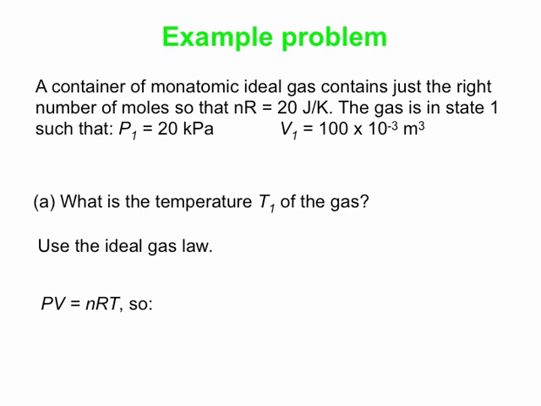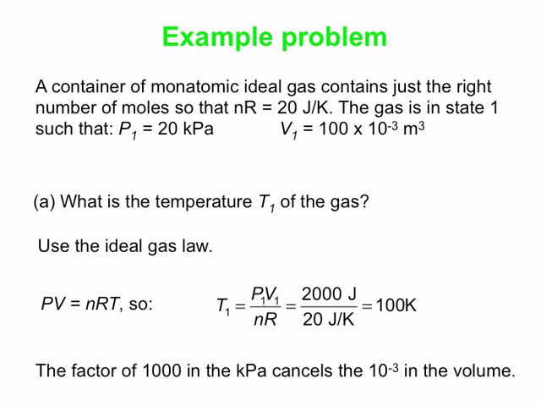In our case, remember PV is nRT, so we solve for T. T is PV over nR. In this case, PV is 2,000 joules, kilopascals times meter cubed. The 1,000 in the kilo is canceled by the 10 to the minus 3 in our volume. And we divide that by nR, 20 joules per Kelvin, and we get 100 Kelvin. Again, here's a reminder that the factor of 1,000 in the kilopascal cancels the 10 to the minus 3 in the volume.